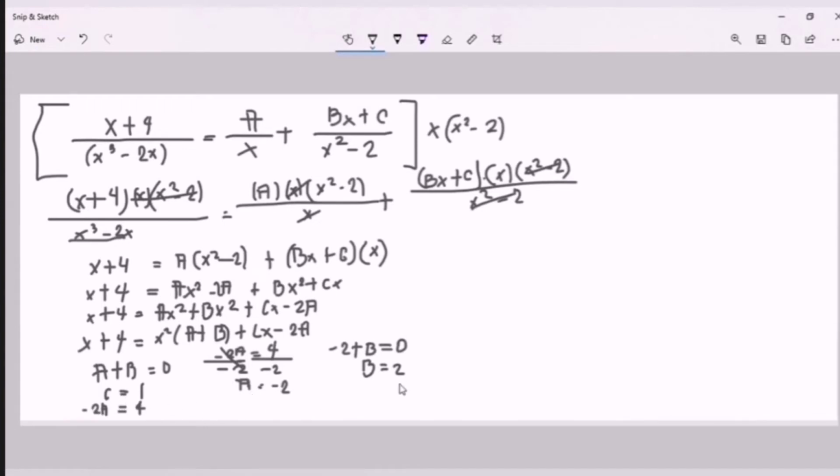So now we have our values for a, b, and c. We can now get our partial fraction for the equation x plus 4 over x cubed minus 2x. So just substitute the values for a, b, and c. That gives us negative 2 over x plus 2x plus 1 all over x squared plus minus 2.